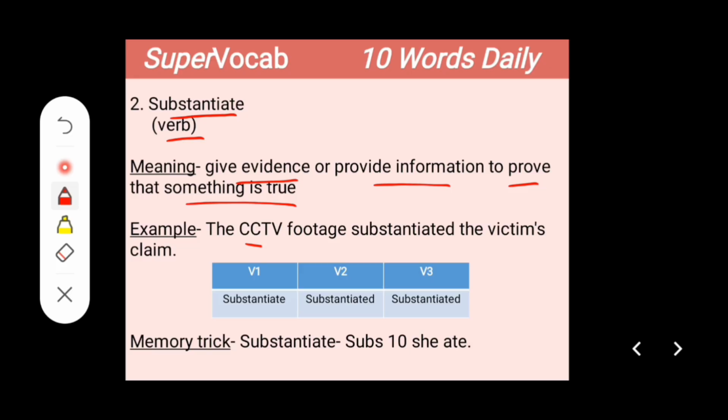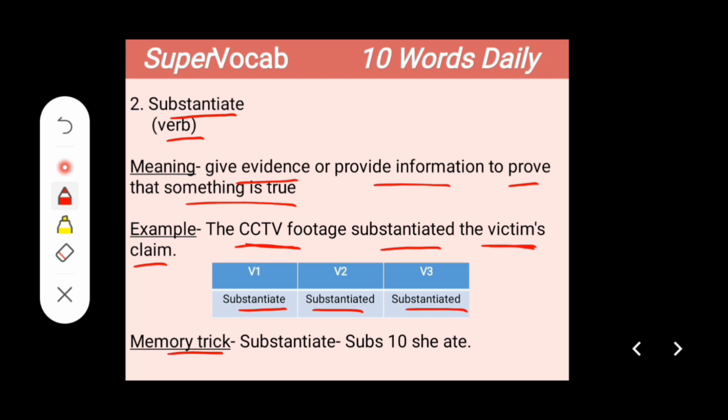The example is: the CCTV footage substantiated the victim's claim. In this example we can see there is a claim that the victim is making, and he is also providing some CCTV footage. By providing that CCTV footage, he is basically substantiating that his claim is true. The forms of the verb are substantiate, substantiated, and substantiated.